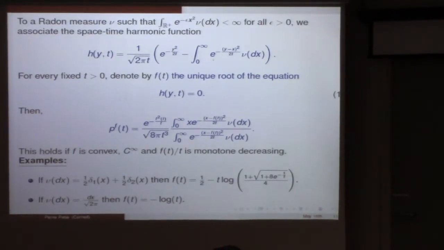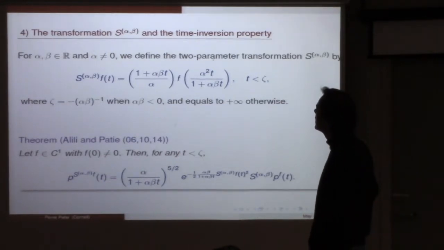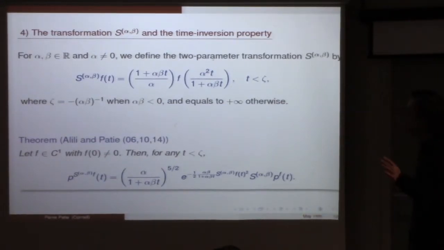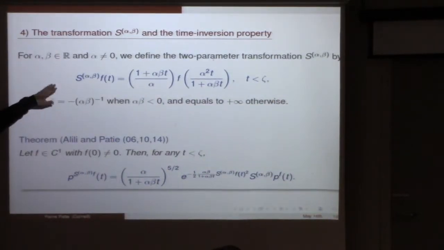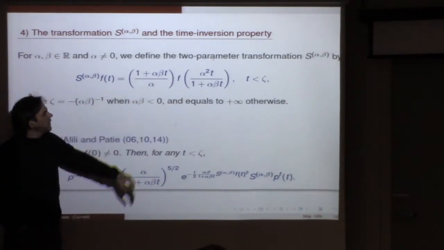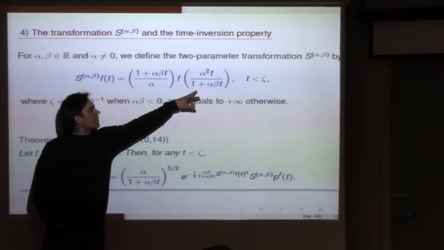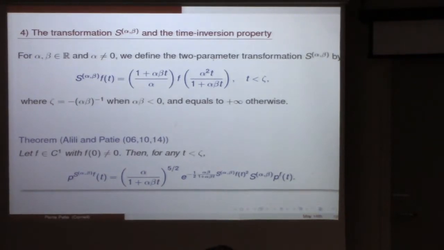So now I'm turning to the last transformation. We consider a transformation with two parameters, alpha and beta. So we have two real numbers, and to a function f we associate the image of f by this transformation S_alpha,beta, which takes this form here. You have a linear function times f, and f is evaluated at this argument here, which is alpha squared t over 1 plus alpha beta t. This transformation is defined for all t lower than zeta, which makes this expression finite.